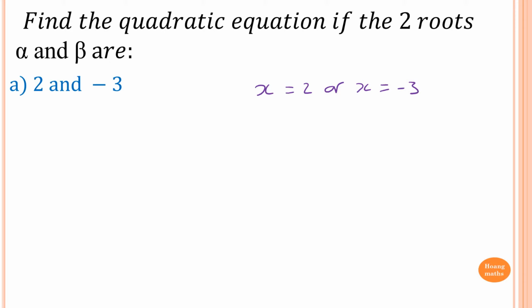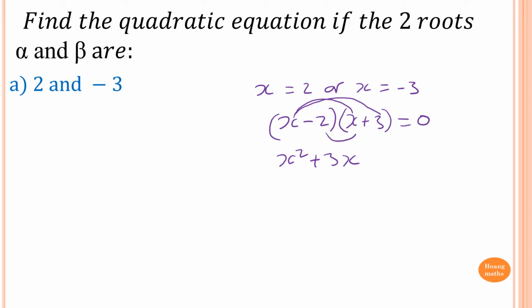This just comes from this one here, x minus 2 times x plus 3 is equal to 0. Now if I expand this out, this gives me x squared. This time this gives me plus 3x. This time this gives you minus 2x. And this time together gives you minus 6, which is equal to 0.